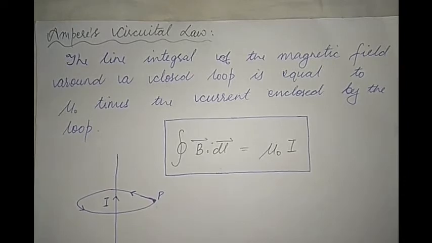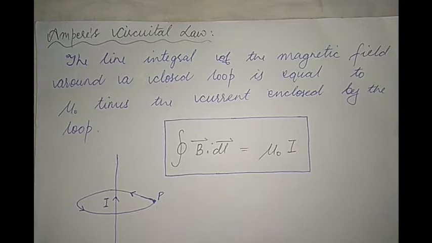In the videos previous to this, we looked at Biot-Savart's law and its applications, wherein we calculated the magnetic field intensity at a given point due to a current carrying conductor. Now in this video, we are going to discuss Ampere's Circuital law, which is another law that will help us to calculate magnetic field intensity at a point due to a current carrying conductor. So we are going to study two laws, Biot-Savart's law and Ampere's Circuital law, which will help us calculate the magnetic field intensity due to a current carrying conductor.